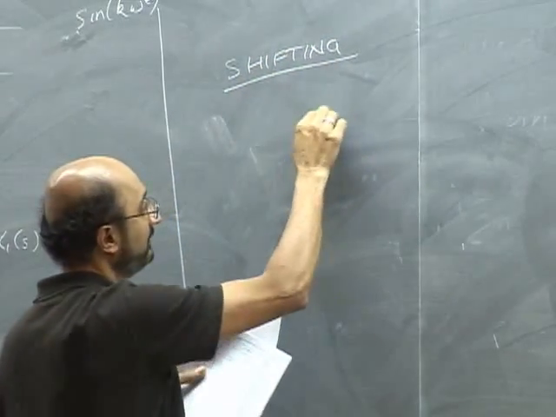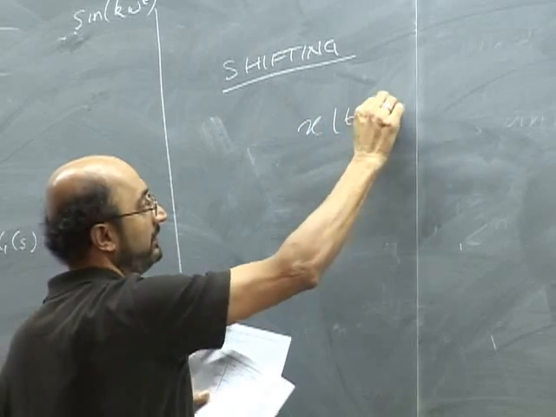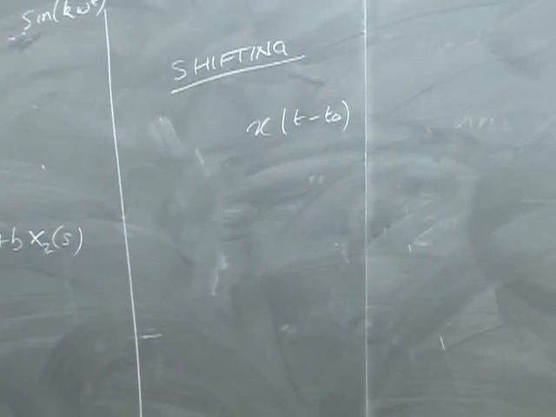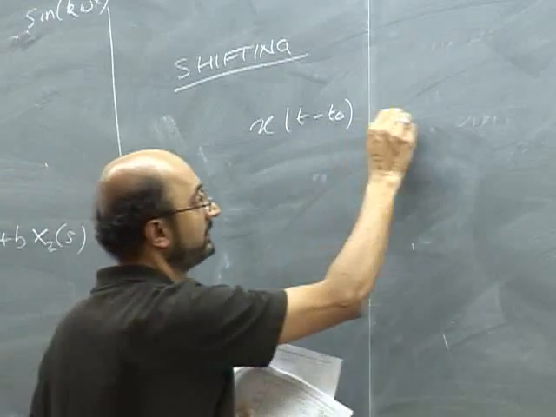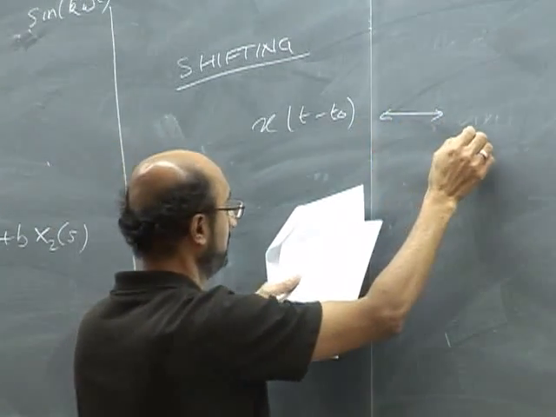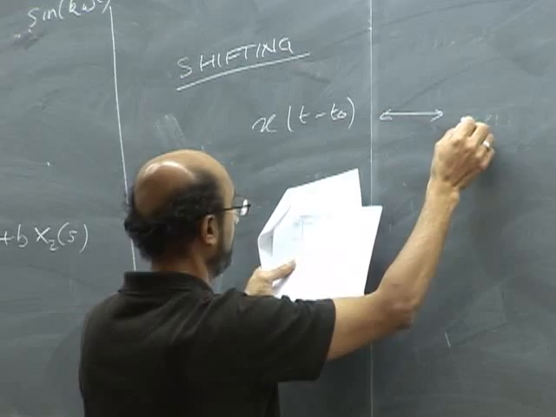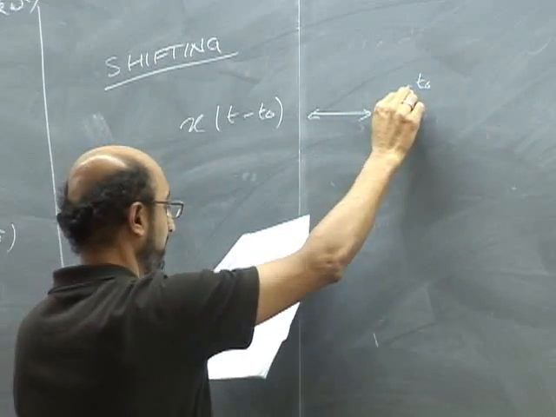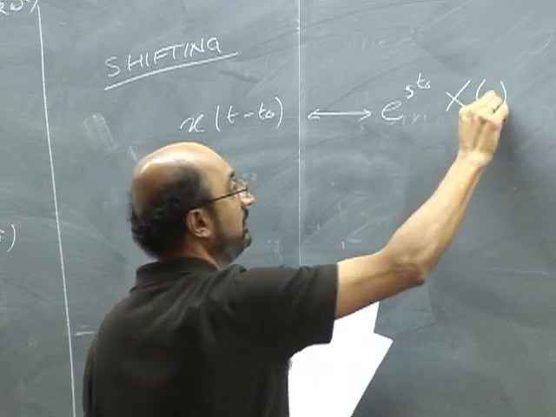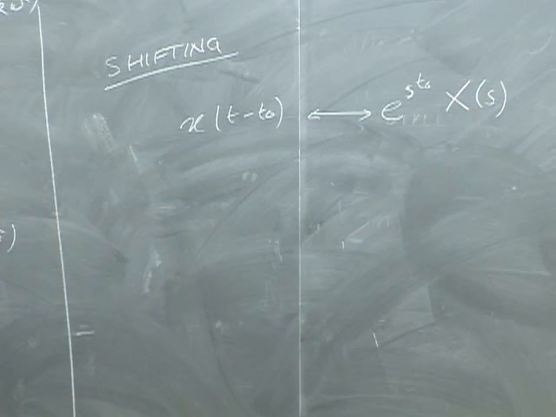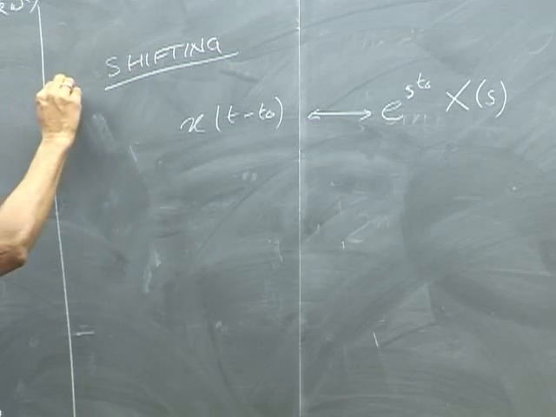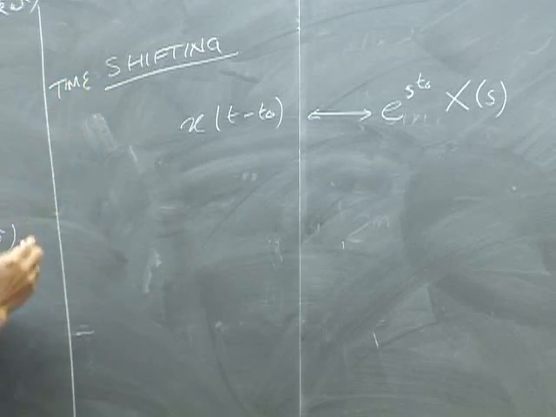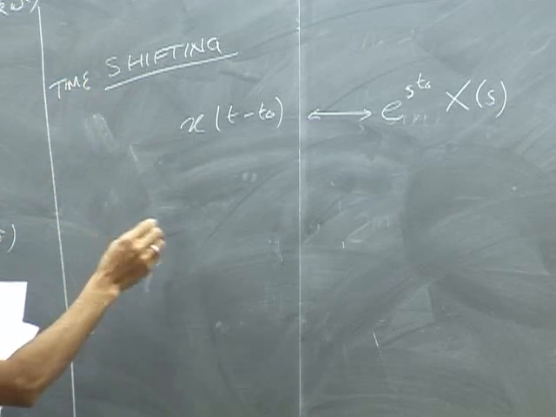basically says that x of t minus t naught. So we are shifting the thing over to the right by t naught, and that corresponds to e to the st naught. And this is very similar to the Fourier, where we multiply by j omega t naught. We're going to multiply by e to the st naught. So that's time shifting. And then the frequency shifting is very similar.